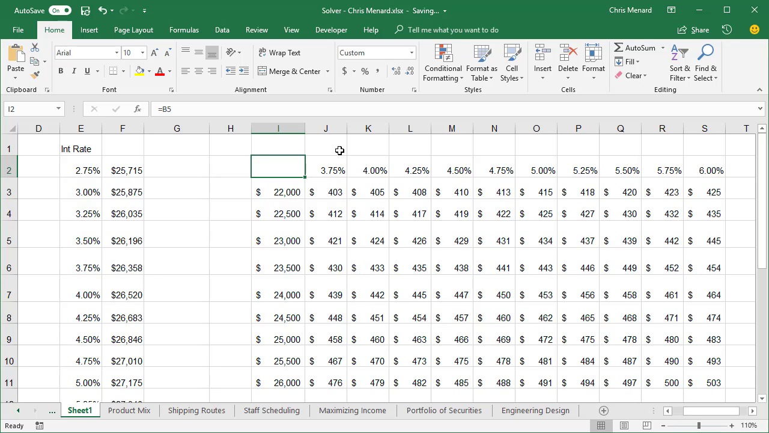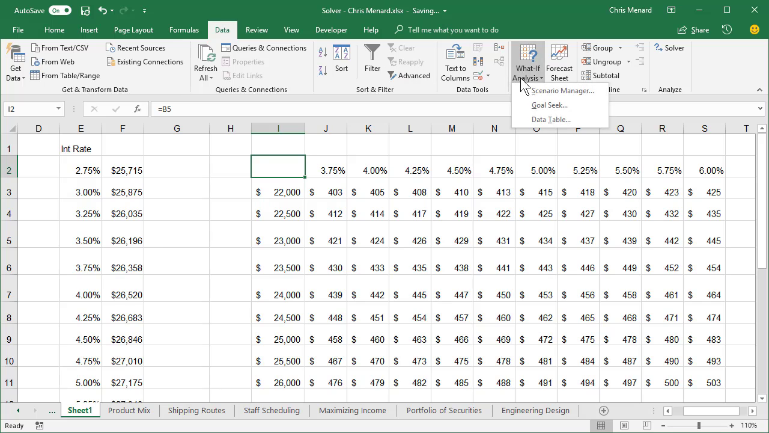Hopefully that helps. So now you know how to use Microsoft Excel's data, what if analysis, data table. I'm going to follow up with data, what if analysis, goal seek, and scenario manager this week.